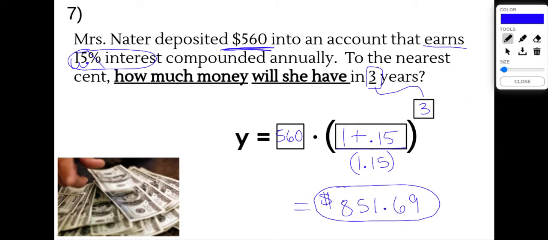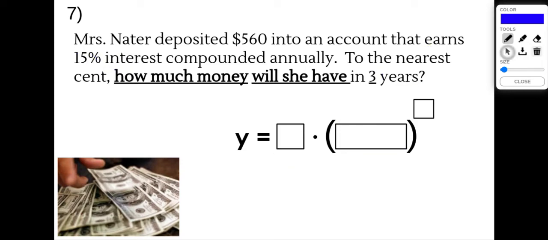Now, do you see how she started out with 560 and then she ends up with $851? This function rule added the interest that she earned right on and it gives you the entire total after 3 years. That's because we use the 1 in here, the 100%. This function took 100% of the money she started with and added on the interest for you. And $851.69 is what she's got.